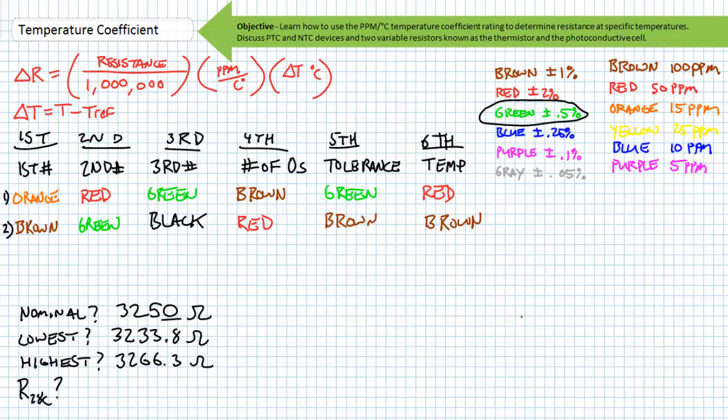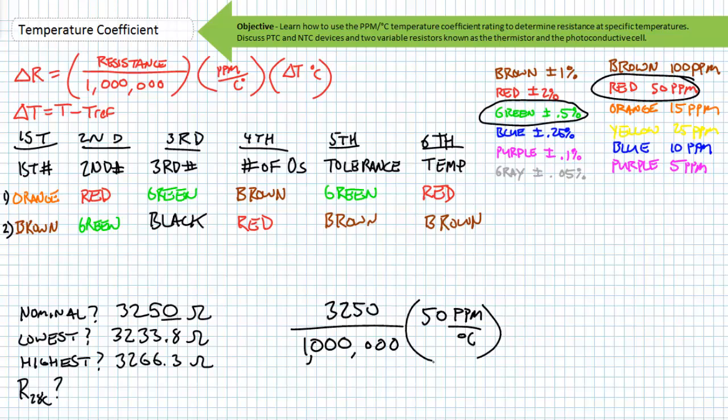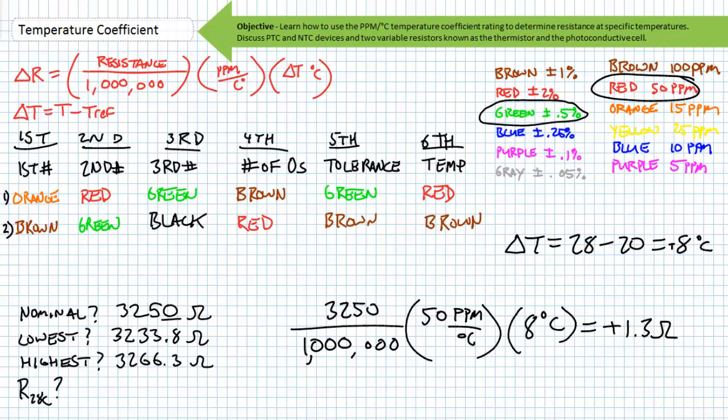Now, regarding resistance at 28 degrees Celsius, if we assume it was its nominal value of 3250, we'd divide this into 1,000,000 parts and multiply it times its temperature coefficient, where red is 50 parts per million per degree Celsius, and our change in temperature is 28 minus 20 degrees Celsius, or 8 degrees Celsius, yielding us a change of plus 1.3 ohms. In this case, a 3250 ohm resistor plus 1.3 ohms is 3,251.3 ohms at 28 degrees Celsius.